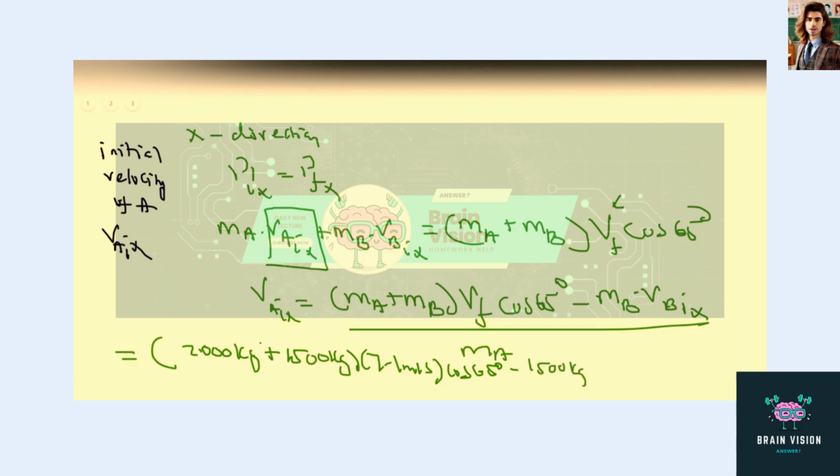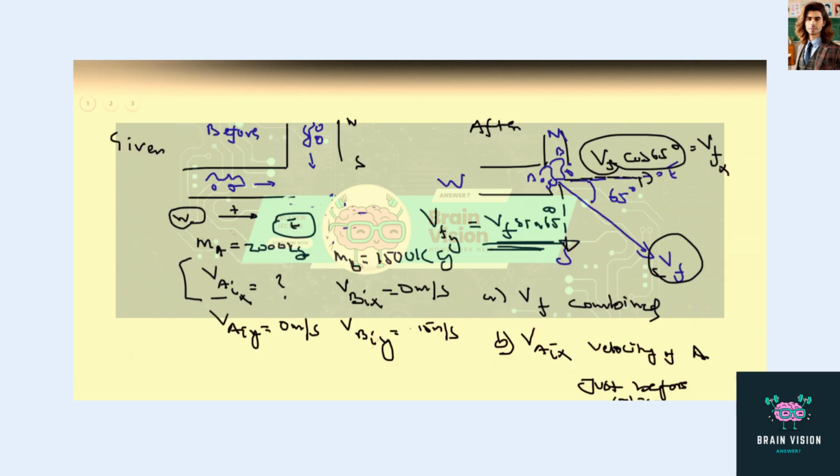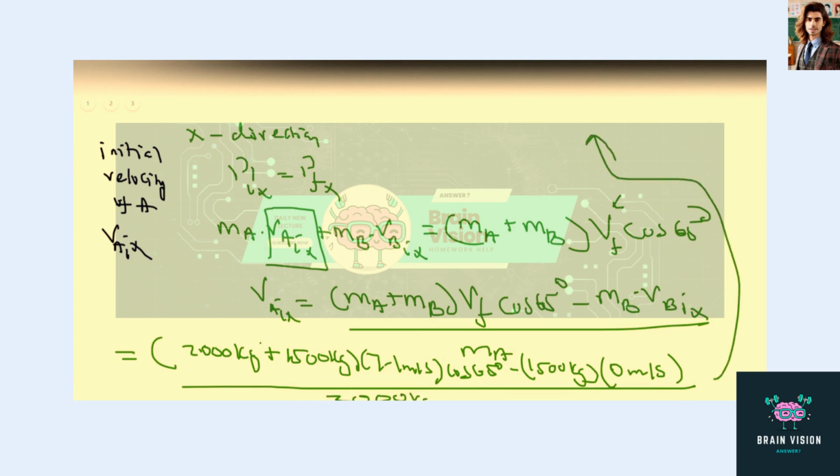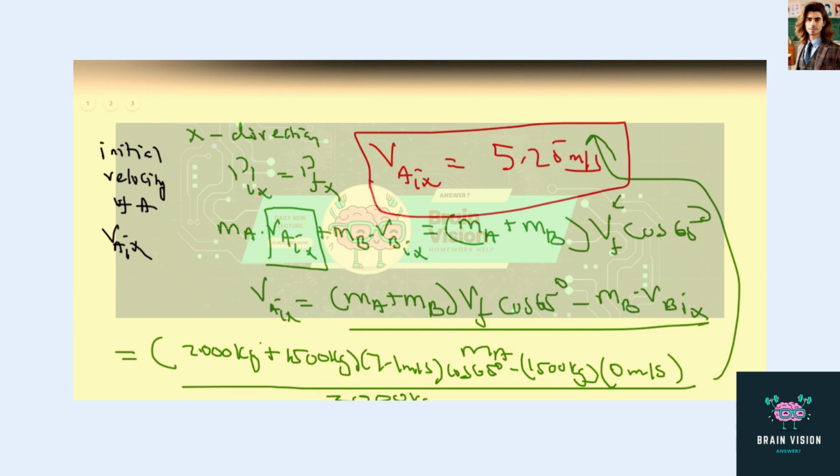1,500 kilograms. But remember, the initial velocity of B in the x direction happens to be 0. So that just means that we're not going to have any momentum in that instance. We have to divide all of that by the mass of A, which happens to be 2,000 kilograms. When you simplify that problem, you end up getting that velocity to be 5.25 meters per second. So this is velocity of A in the x direction, initial velocity of A in the x direction, 5.25 meters per second.